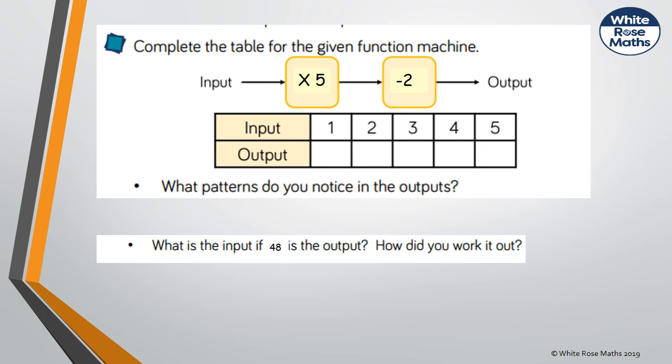And let's go through the answers. So this function machine multiplies by 5 and subtracts 2. If our input is 1, our output is 3. And there's all our outputs on screen. What patterns do you notice? Are they increasing or decreasing? Excellent. They are increasing by 5 each time. And it's important that you try and use some of the vocabulary that I'm using with you today. So instead of just saying they go up by 5 each time, try and use that mathematical vocabulary. They increase by 5 each time.